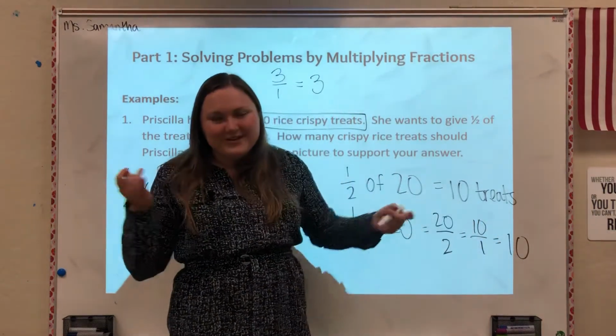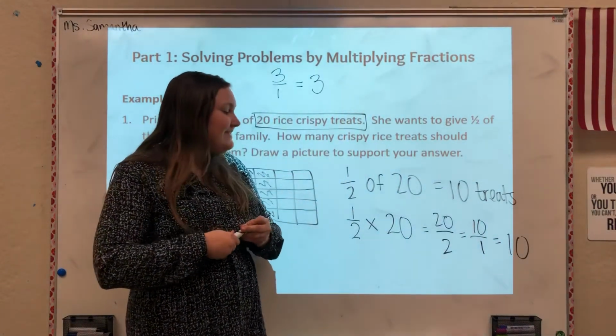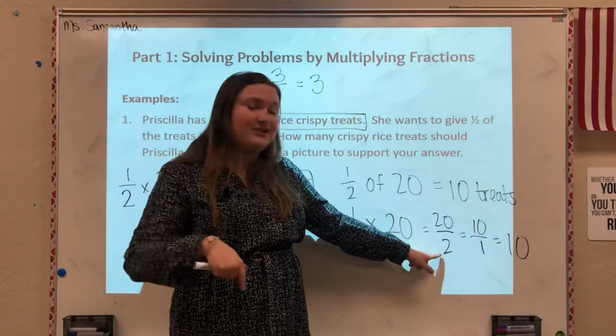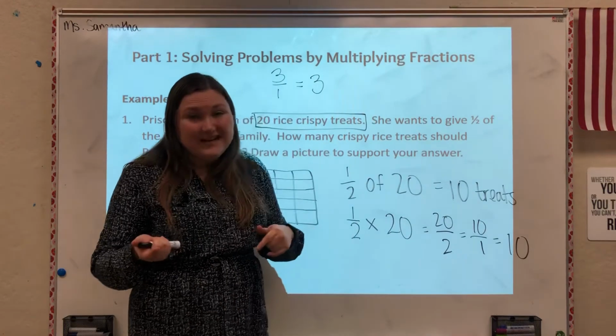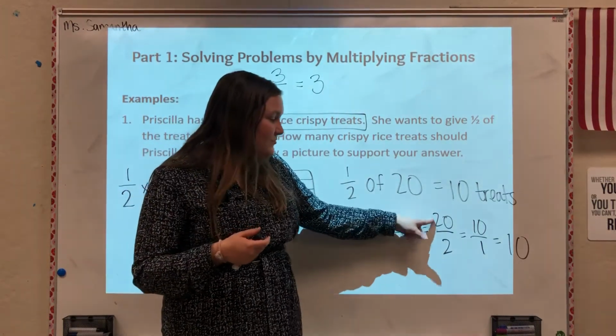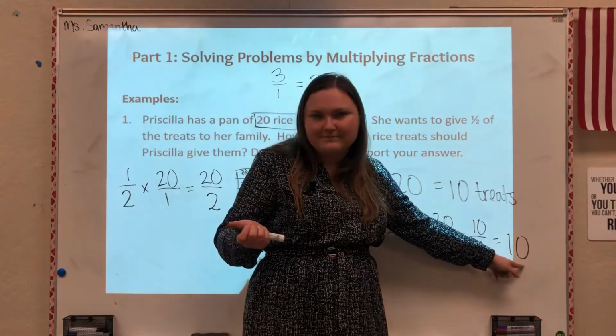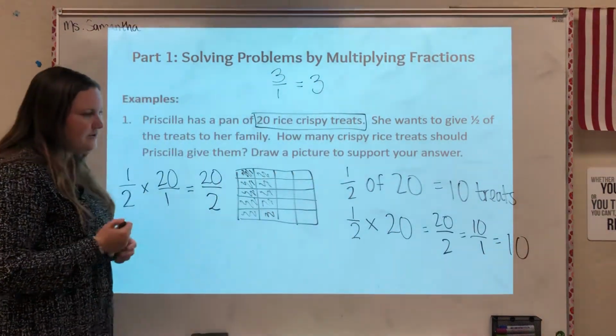Notice that's what we said earlier. The other way you could do this, if you notice that top number is larger, if your numerator is larger than your denominator, you can also just think of this as division. This says 20 divided by 2. 20 divided by 2 is also 10. So a couple different ways you can get to that answer there.